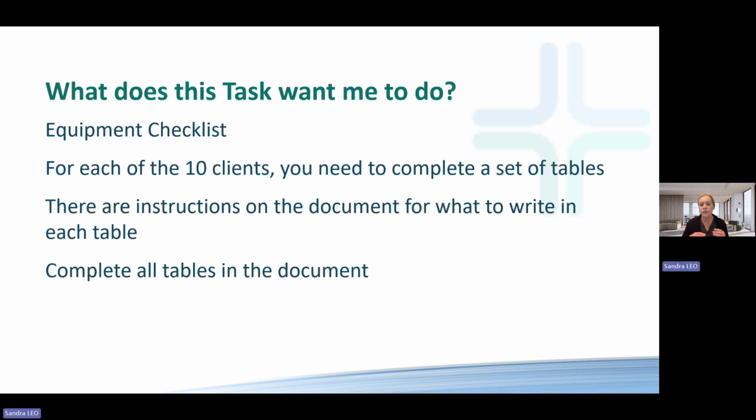There are instructions on the equipment checklist for what you need to write in each table, and you need to complete all the tables in the document. If you leave the tables blank, it will come back to you oh so quickly to get you to fill in the rest. So there shouldn't be any blank tables. You might not fill a complete table with the information you have, but there'll be at least something that you're writing in each one of those tables.